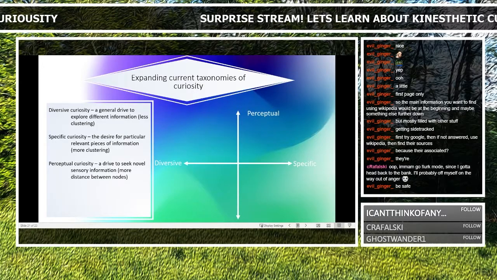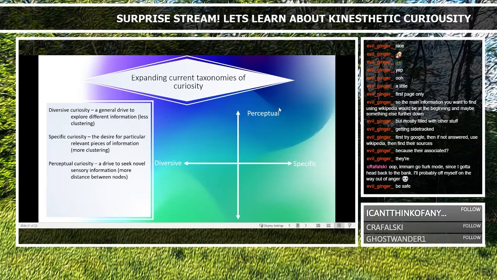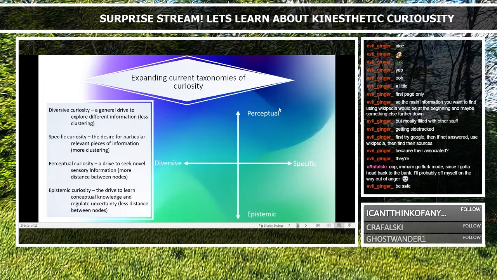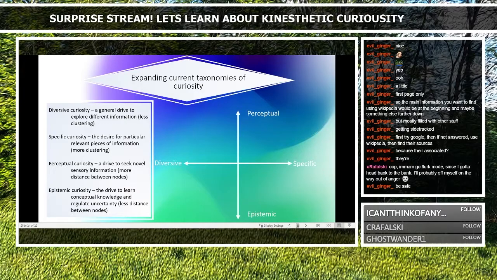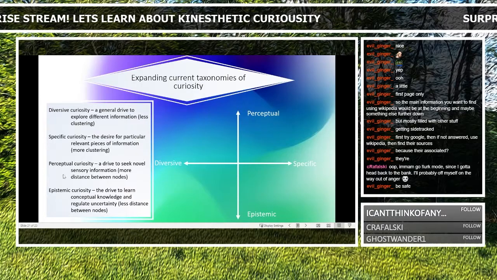And then you have perceptual curiosity, which is the drive to seek novel sensory information. This is more distance between the two nodes, so the path lengths are longer. And lastly, the epistemic curiosity, which is the drive to learn conceptual knowledge and regulate uncertainty, which is less distance between the nodes. Now, I was the one to come up with the concepts, well, not come up with the concepts, but attach these concepts to these types of curiosity.